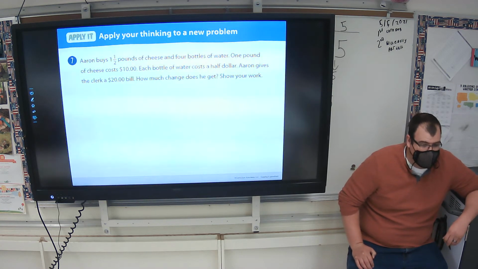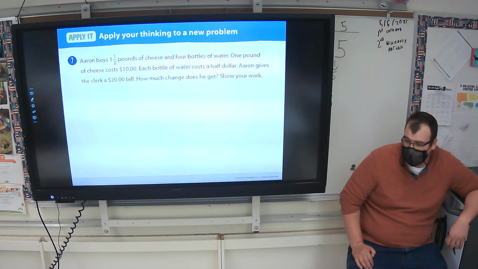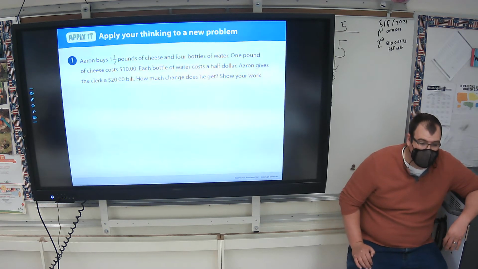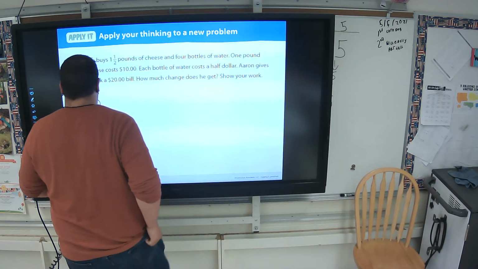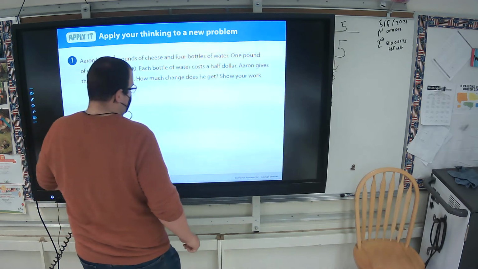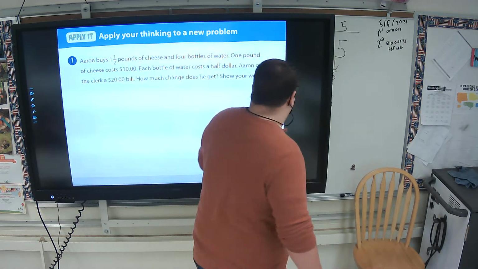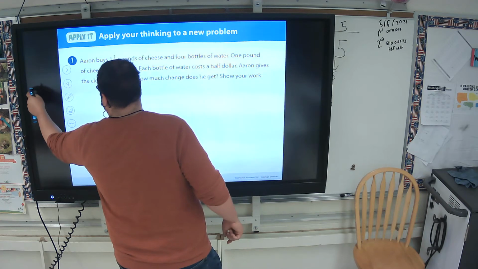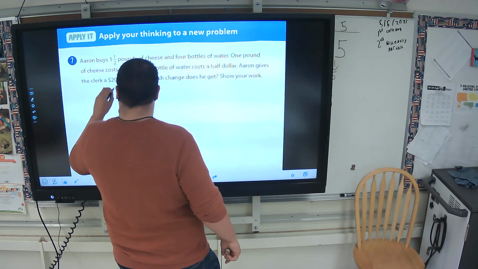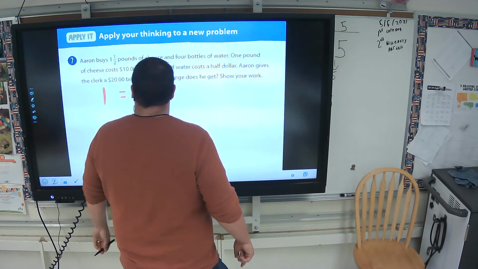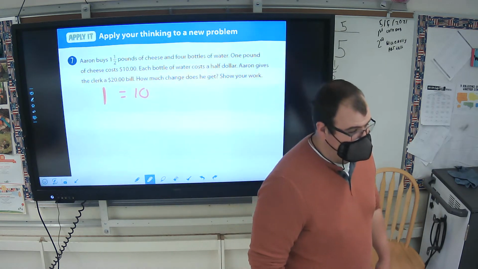So, what do we have to figure out first? How much change he gets back? Well, that's what we're figuring out at the end. What do we have to do first? Figure out how much cheese and how much water he buys. Yeah, you have to figure out the cost, how much he spends on cheese and water. So each pound of cheese costs $10, right? He buys 1.5 pounds. So the first pound equals $10, right?